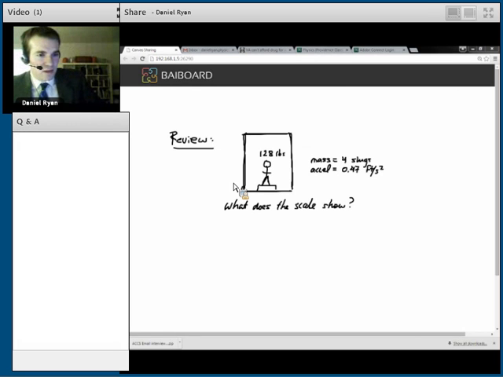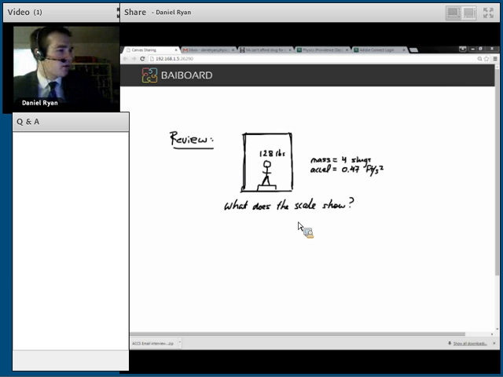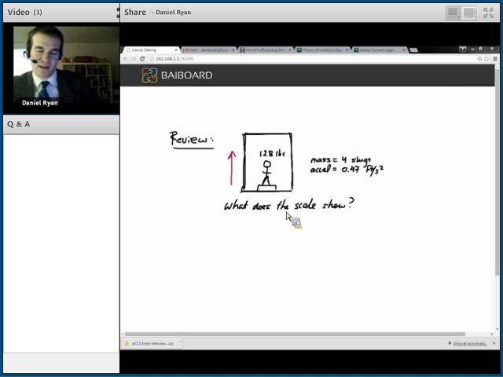Clear this. Okay, so what does the scale show? The elevator that this person is in, he's in an elevator, in case you didn't know, has just started accelerating. It's just started going up. I've told you this guy's mass and his weight, and I told you the acceleration. He starts to accelerate at 0.47 feet per second squared. What does the scale show? I'm going to give you guys 30 seconds or so to see if anybody can get an answer in the Q&A box. Ready, set, go.